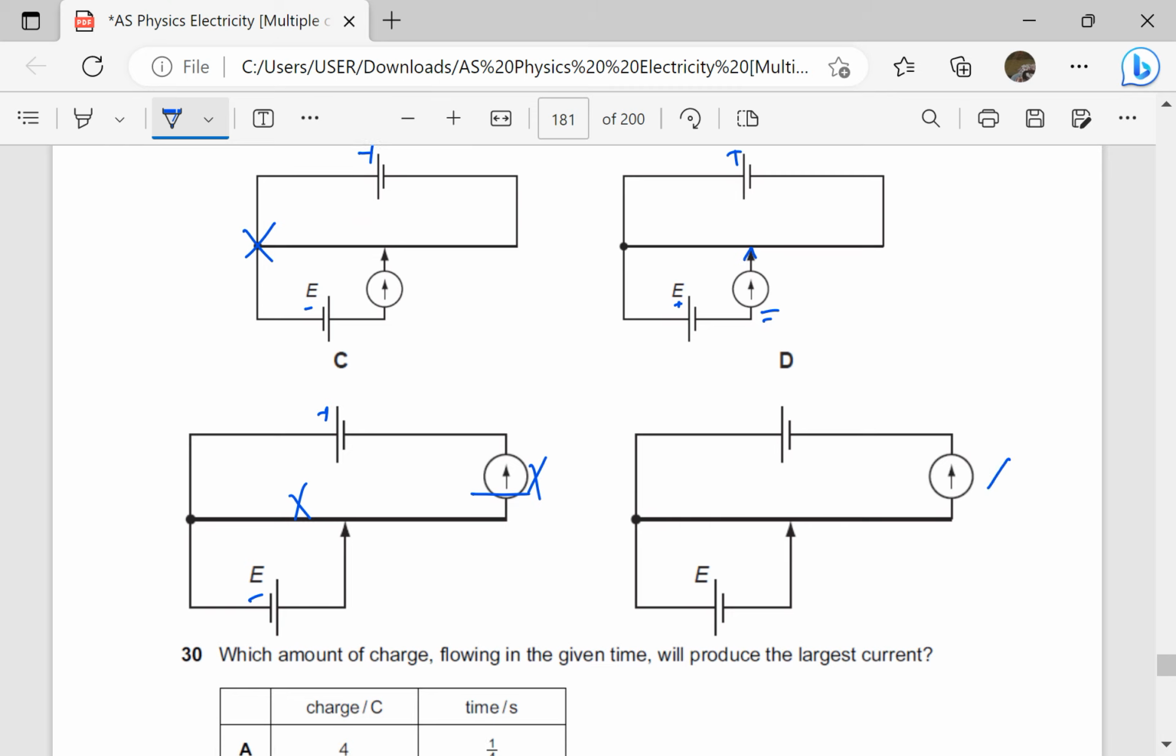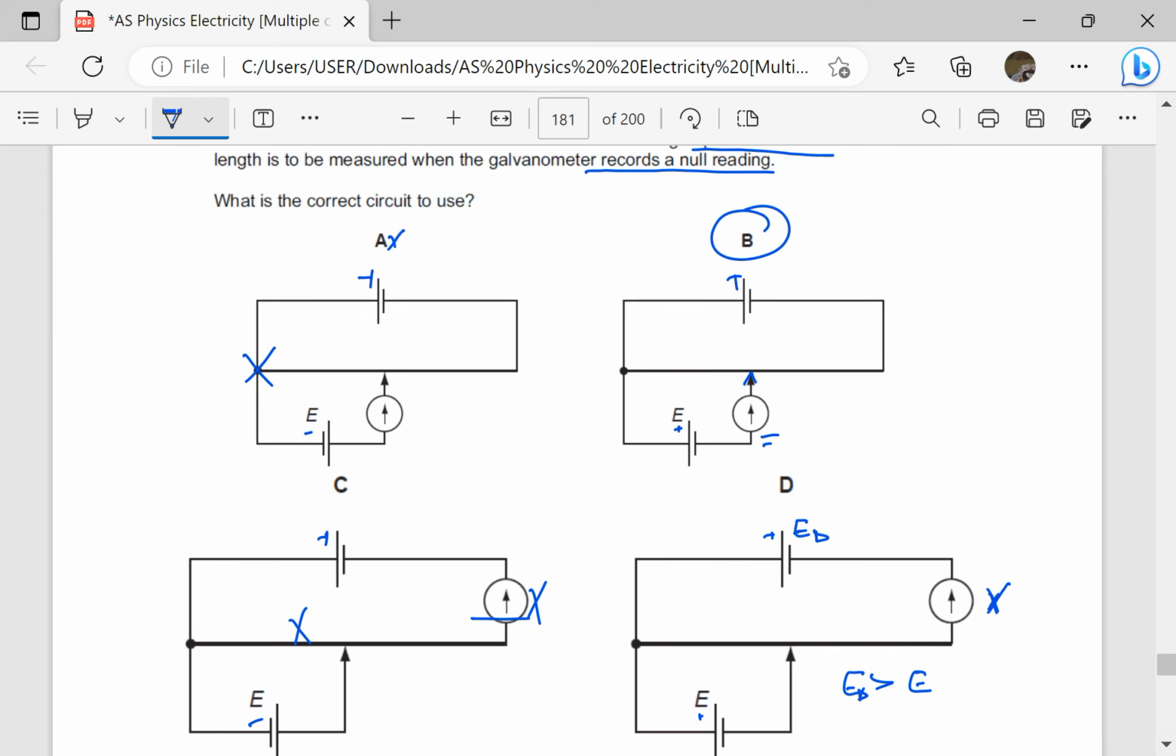D is wrong because of the position of the galvanometer. It will never give a 0 reading. Reason, although here positive is joined to positive, normally the EMF of this driver cell, if I call this one ED, the EMF of the driver cell, is always greater than E. So we can never get a balance point if the galvanometer is put in this position here. So our correct answer is going to be precisely B.